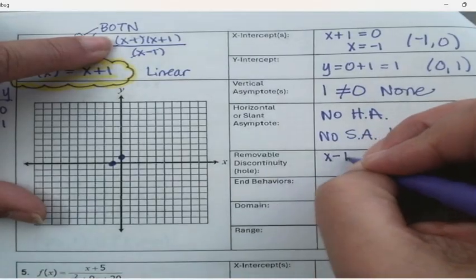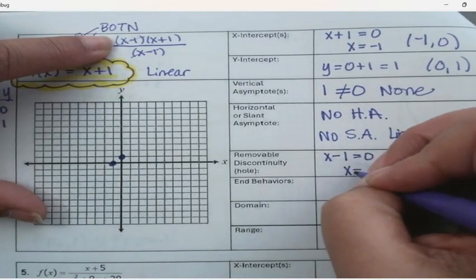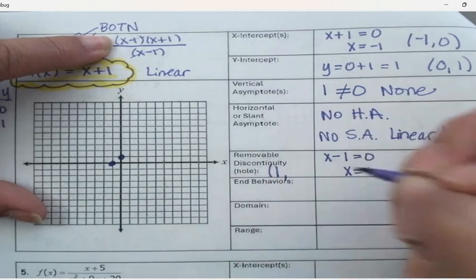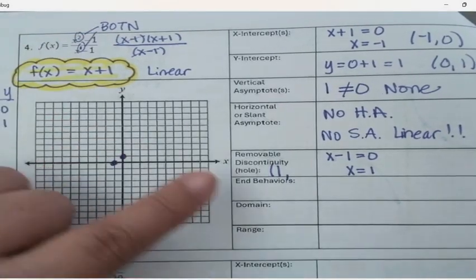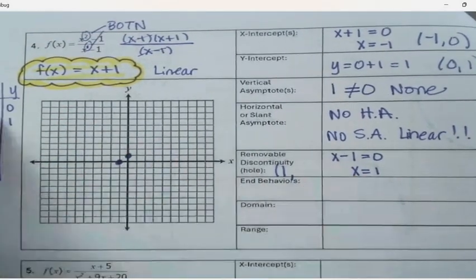So what did we cancel out? X minus 1. Set that equal to 0. X equals 1. So for my hole, it's at 1 comma something.